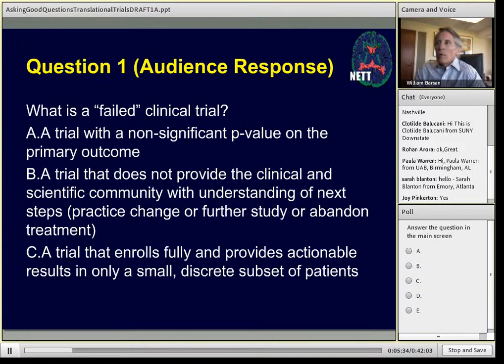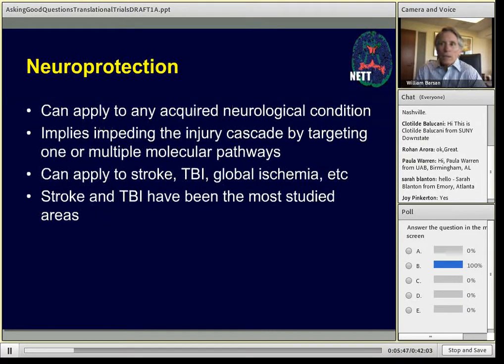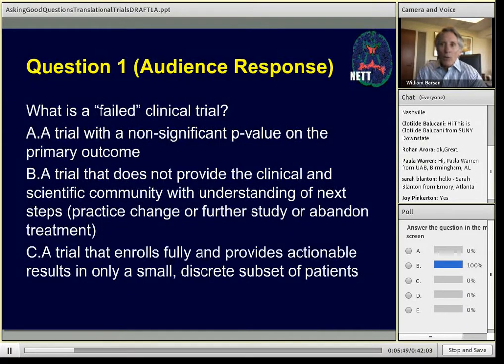So the first question is going to come up here, and we'll let people go ahead and answer these, and I'll continue when we've got the answer. So what is a failed clinical trial? I talk about having failed trials. Is it a trial with a non-significant p-value in the primary outcome? So in other words, you failed on your hypothesis.